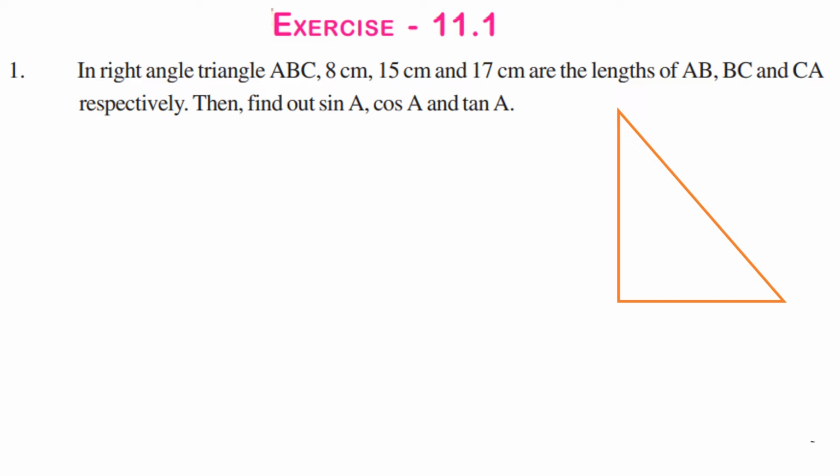Exercise 11.1. By using these formulas, trigonometric ratios, we will do exercise 11.1. Let us see the first question. In right angle triangle ABC, 8 centimeters, 15 centimeters and 17 centimeters are the lengths of AB, BC and CA respectively. Then find sin A, cos A and tan A.